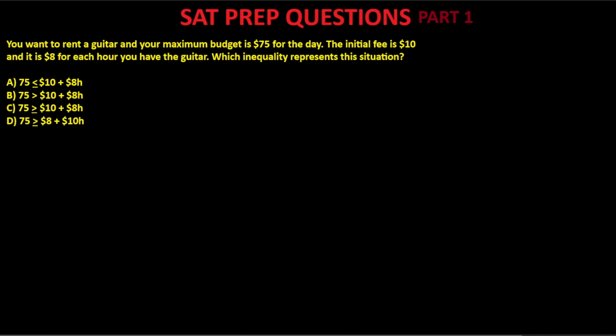In this question, they're asking which inequality represents the situation. You want to rent a guitar and your maximum budget is $75 for the day. The initial fee is $10 and it is $8 for each hour that you have the guitar.